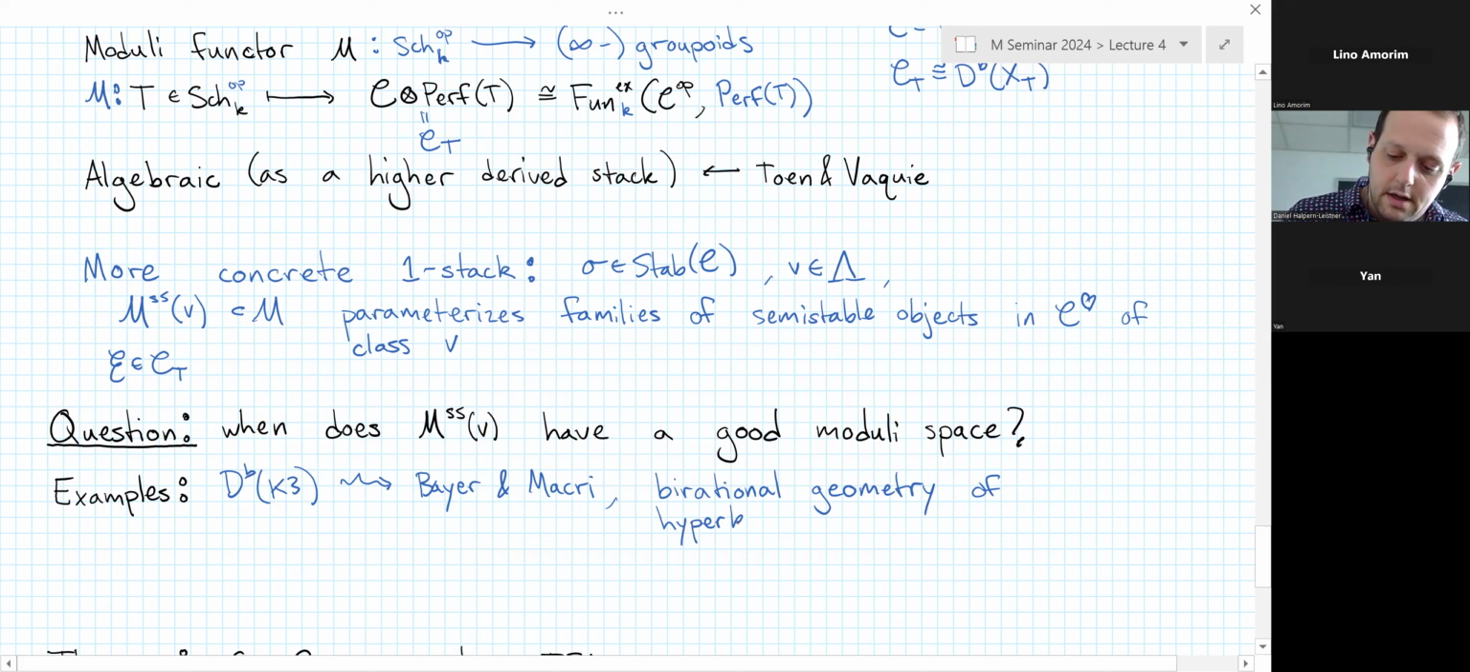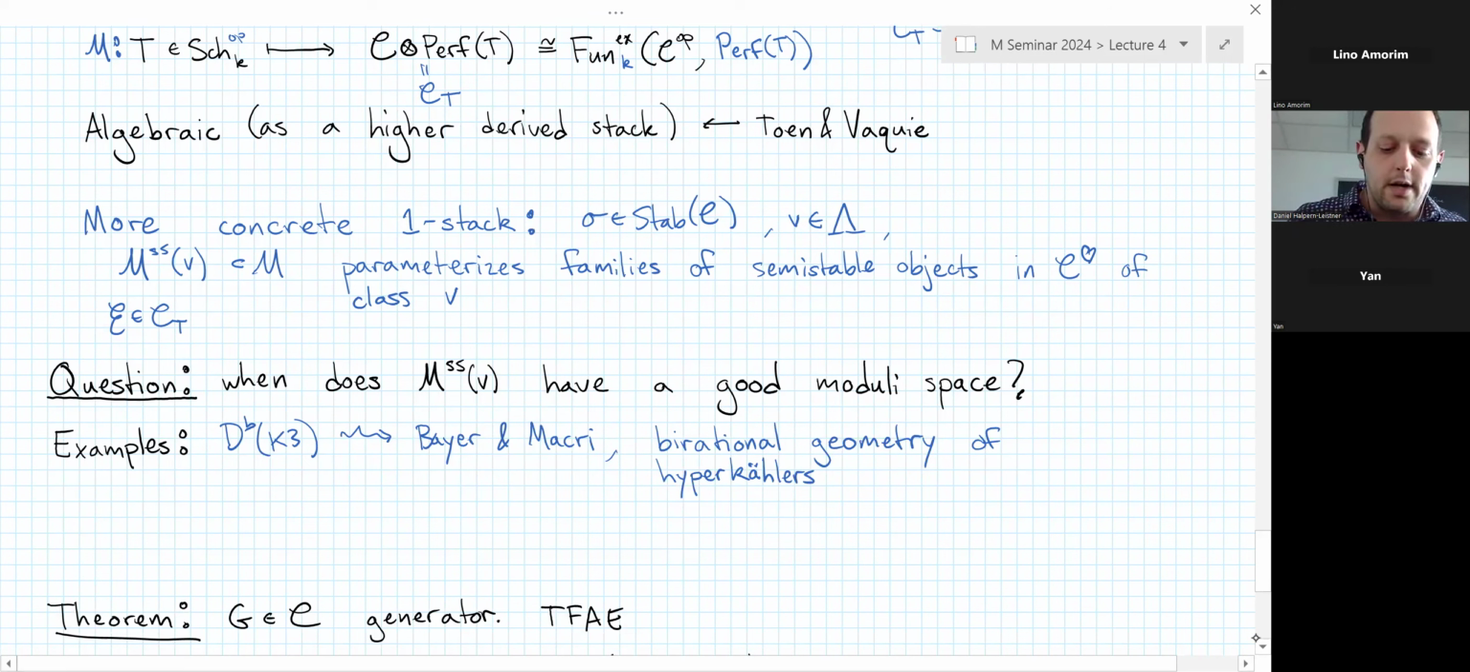Is there anything interesting for abelian surfaces, or just the classical case? I don't know. I guess probably. I think somebody has extended it to abelian surfaces, but I don't know off the top of my head.